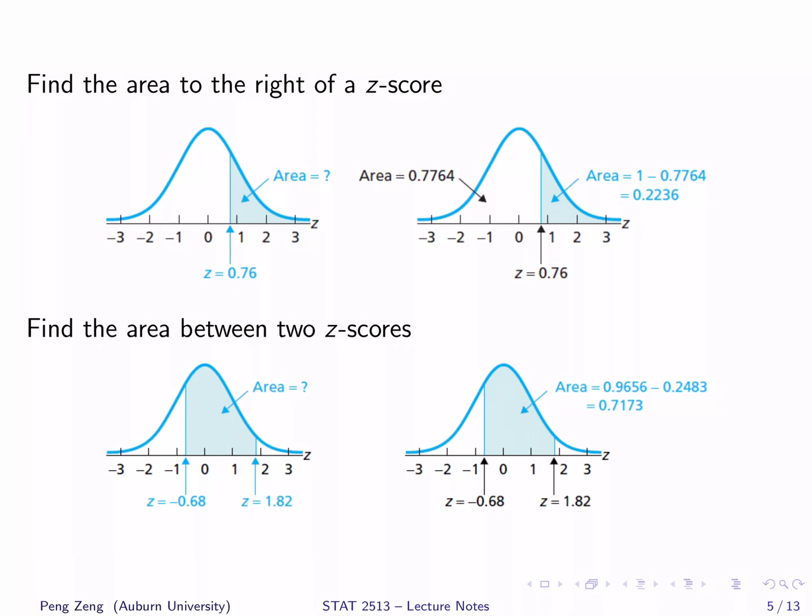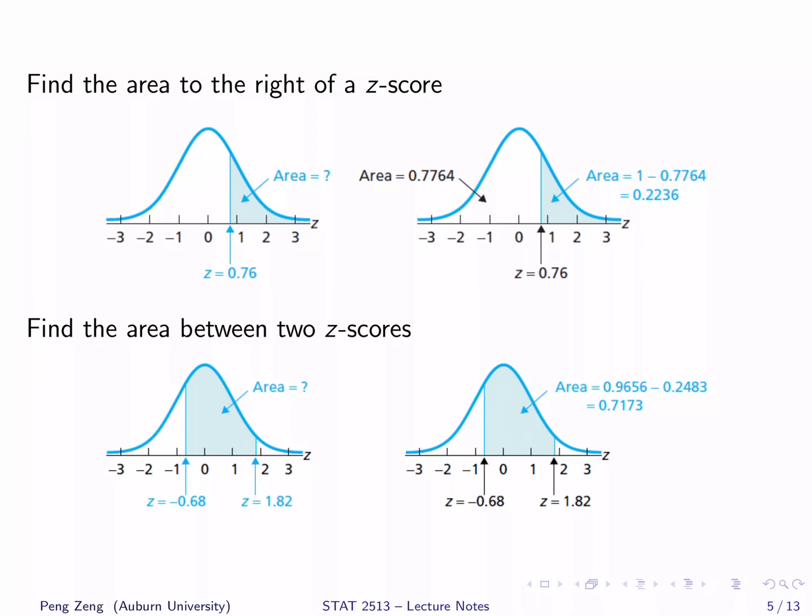Let's check more examples. Firstly, what is the probability larger than 0.76? Notice that the probabilities on the normal table are just the probabilities less than a value. If we need the area to the right of a value, we need to first find the area to the left of this value and then subtract this probability from 1. We can do this because the total area under the normal curve is 1.